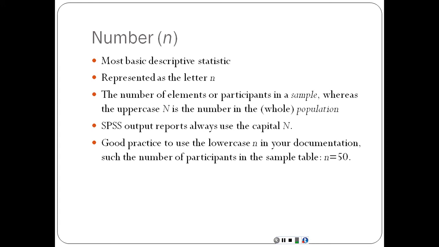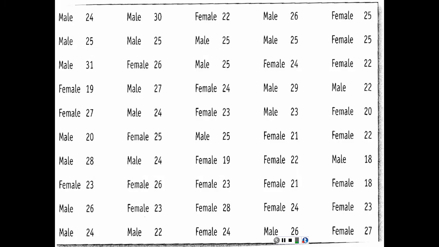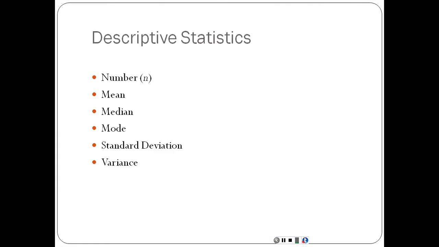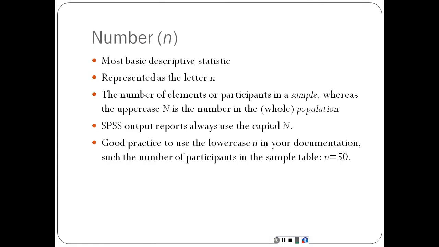Now one thing to remember: SPSS output reports always use capital N, but it's good practice when you're writing to always use lowercase n in your documentation. When you're reading articles, you will always see that lowercase n italicized. So going back to this table, if we think about the number of participants in this data set, lowercase n, it would be 50. So our n is 50 in this table.